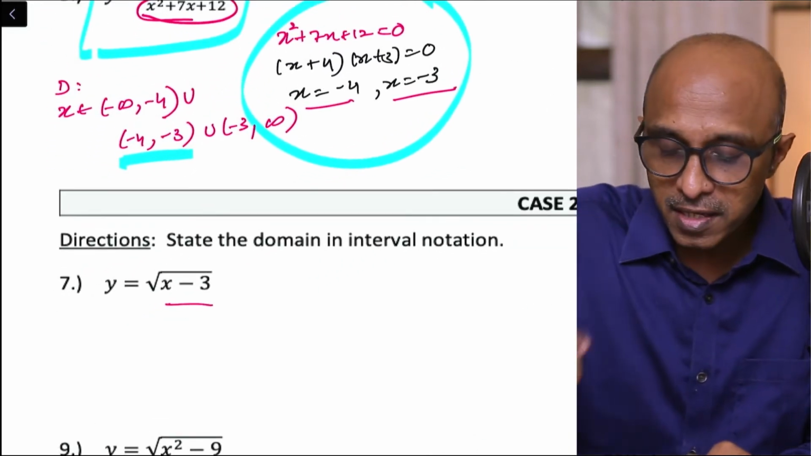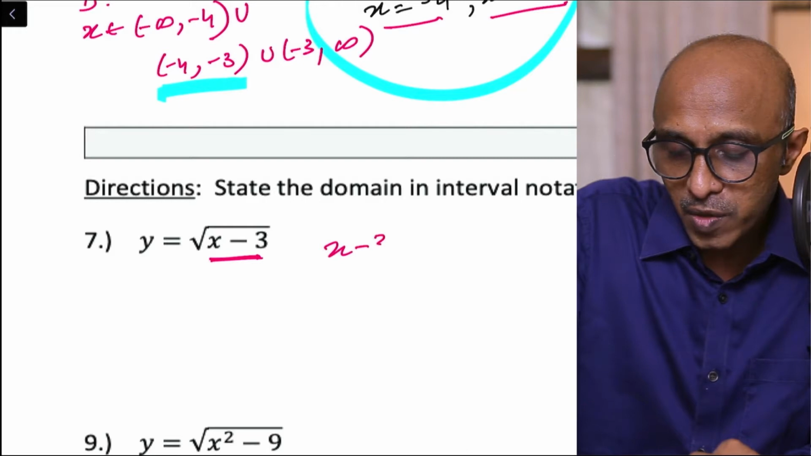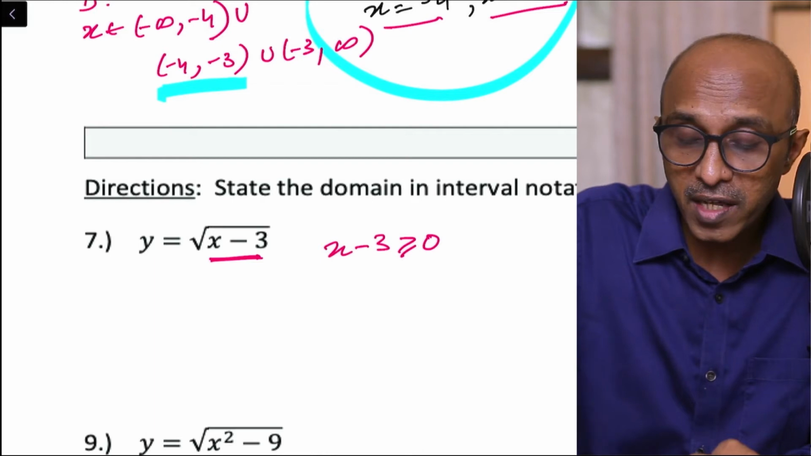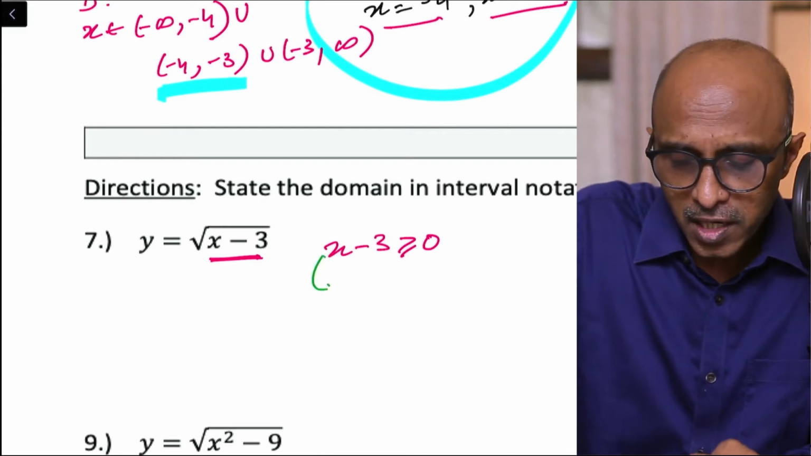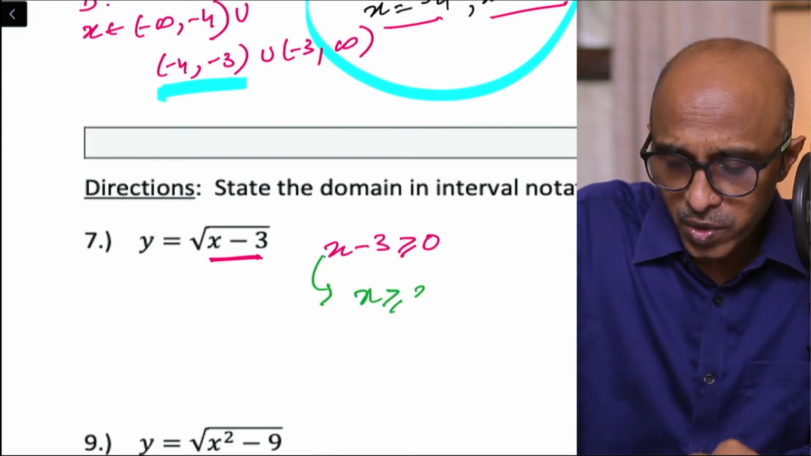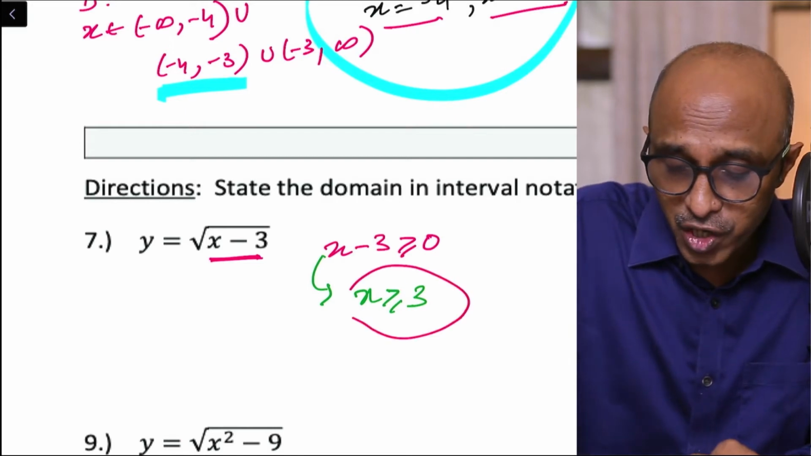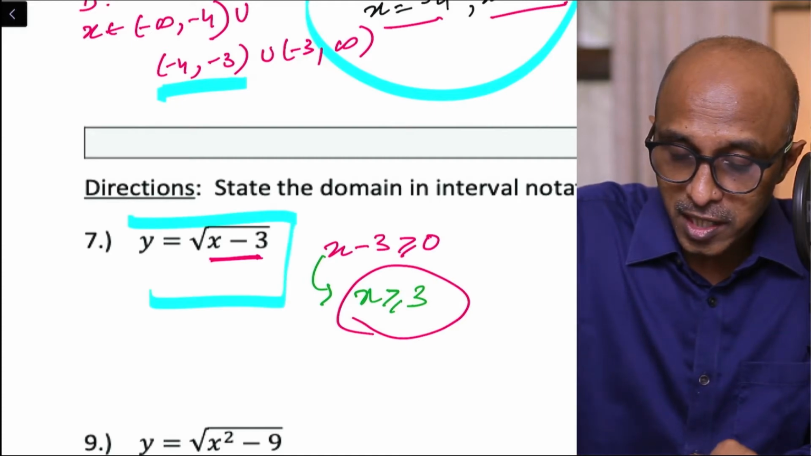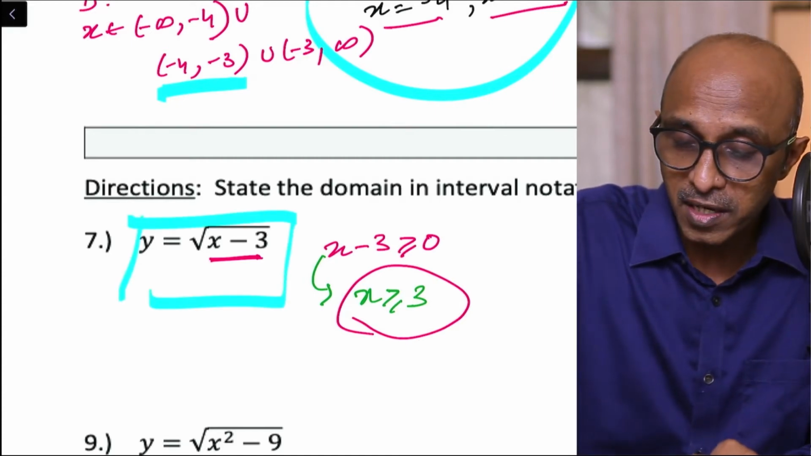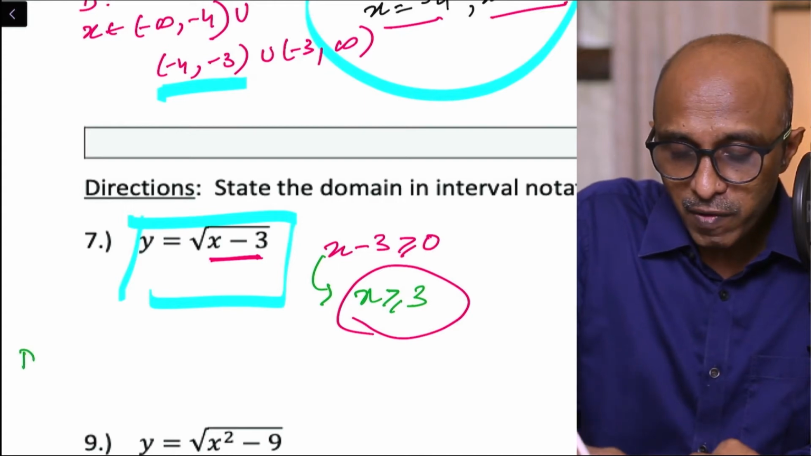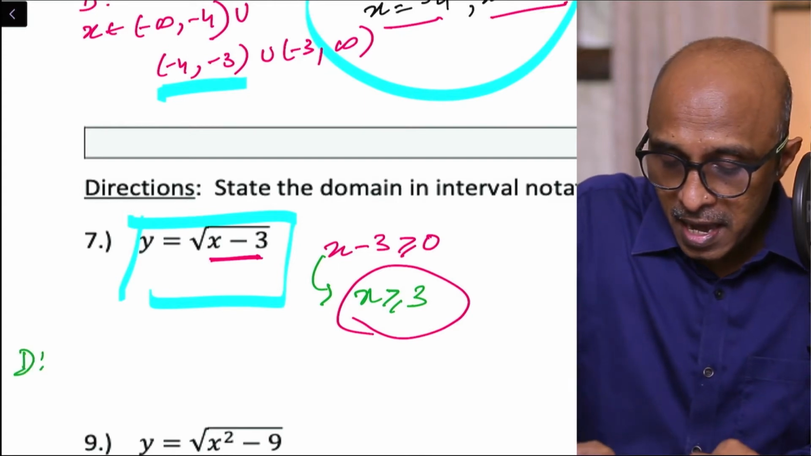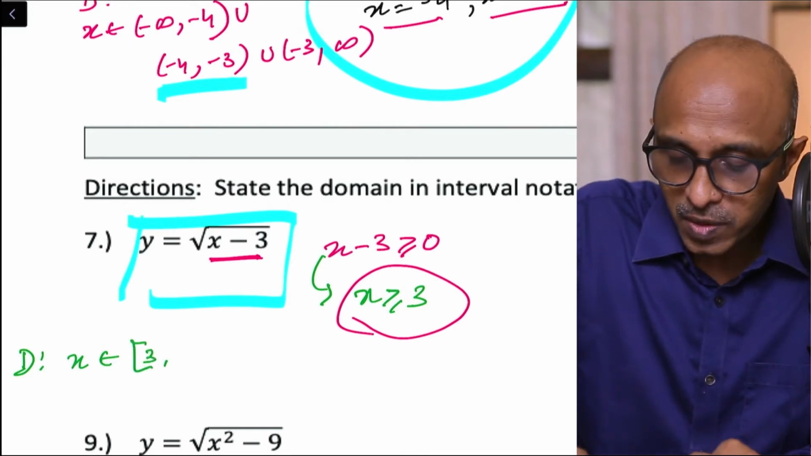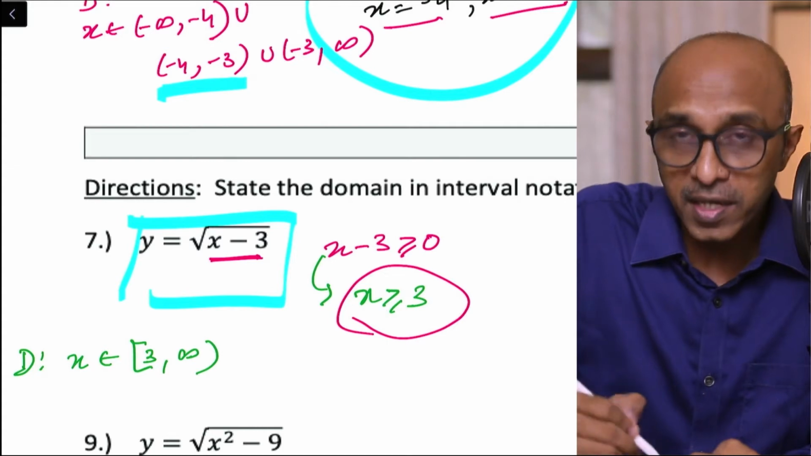The term inside the radical sign, which means x minus 3, has to be non-negative, which means x minus 3 is greater than or equal to 0. And when we solve that inequality, we'll get x greater than or equal to 3. That is the restriction for the domain of a function defined by y equal to the square root of x minus 3. So in interval notation, we would write the domain as x belongs to the interval, left end is closed where 3 is allowed, and the right end is open at infinity.